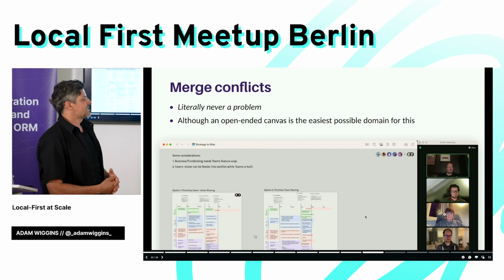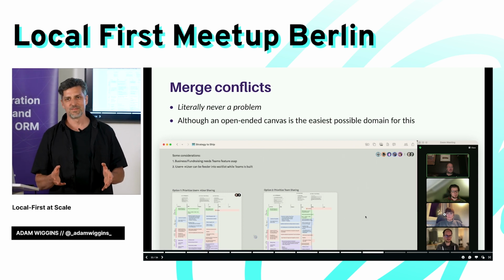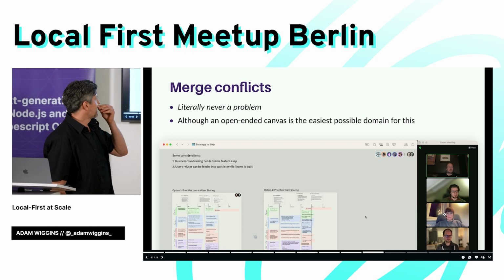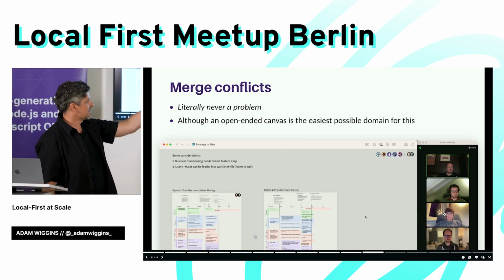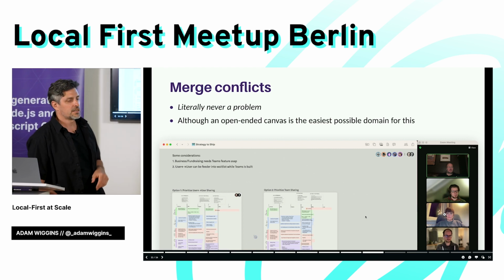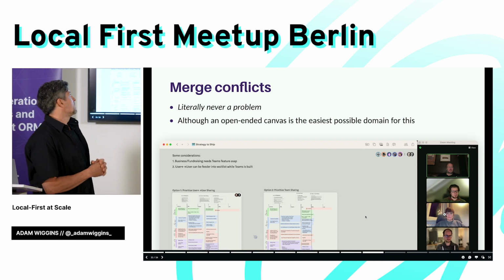I'm here to tell you that this has literally never been a problem for Muse. Here's a shot of one of our team planning sessions, which we usually do with the Zoom window on the side and the shared canvas here where we're all editing it together. Now, we did cheat a little bit.